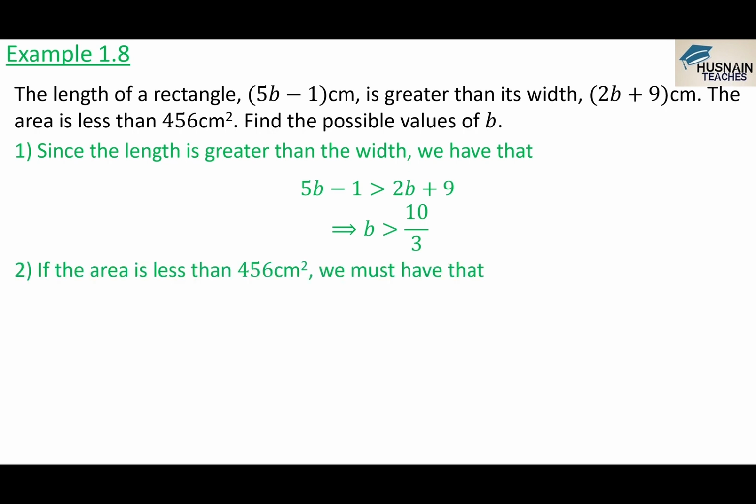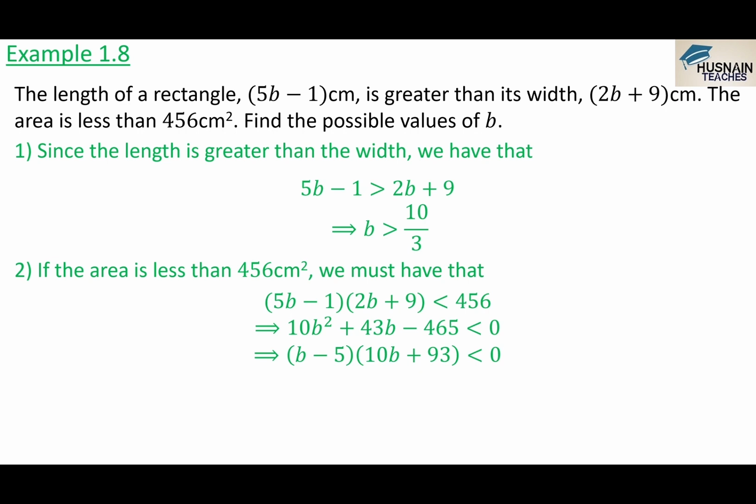Second bit, we'll look at the area being less than 456 centimeters squared. We must have that the product of these two dimensions, the length and the width, must be smaller than 456. Let's expand, simplify, and make the right hand side equal to 0. Now factorize. Of course, you don't have to necessarily factorize. You could just solve it using the quadratic formula. You could set the expression 10b squared plus 43b minus 465 equal to 0 and solve using the quadratic formula. But you can also factorize. So let's just work from there.